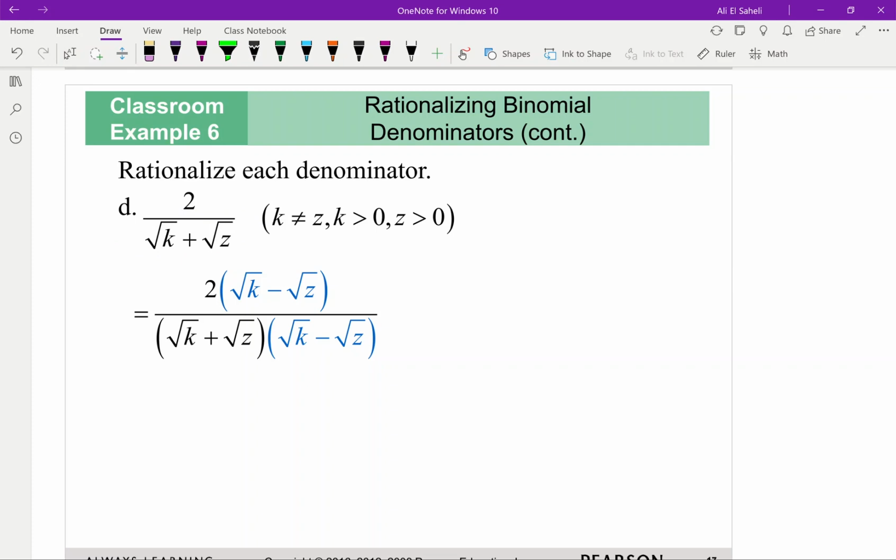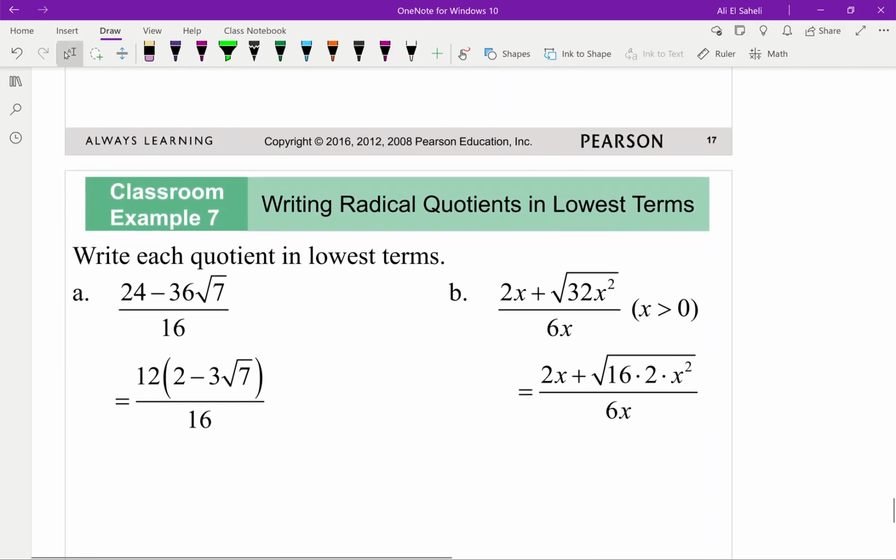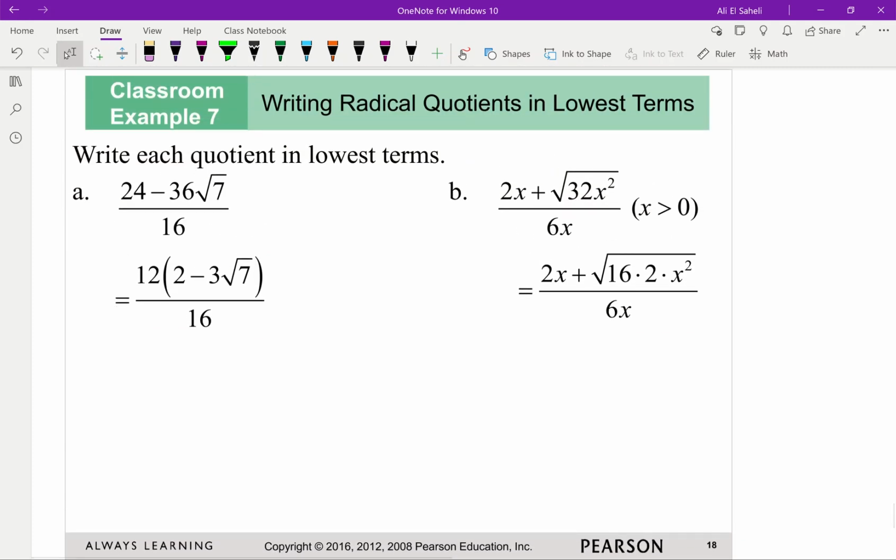Multiply by the conjugate. Okay, so we have 2 radical k minus radical z. There is nothing that can be done here. And here again we have a squared, radical k squared, minus b squared, radical z squared. So z. Okay, there is nothing else to be done. Finally, I think this is the last example.